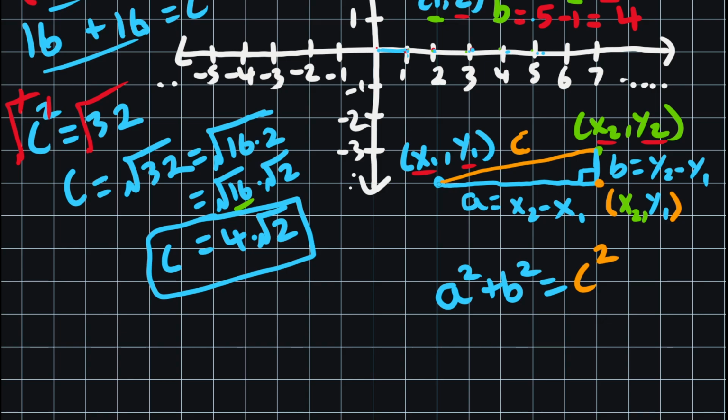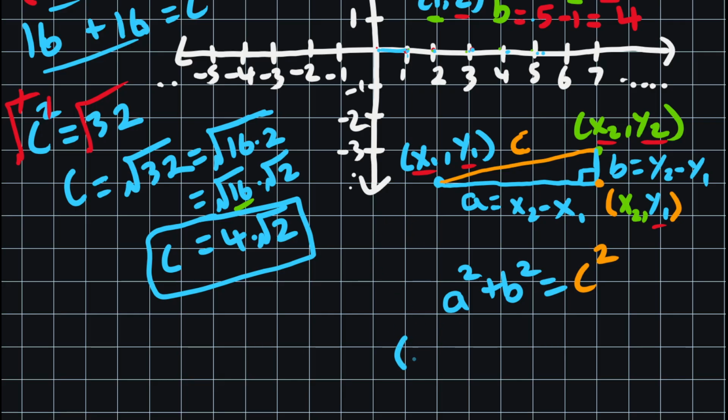So what's the distance between the blue point and the orange point? The distance between the blue point and the orange point is x2 minus x1, which is a. So a is x2 minus x1. And similarly, what's the distance between the orange point and the green point? Well, they have the same x-coordinates, they have different y-coordinates. So the distance is y2 minus y1, which is our b. So we found a and b, so we can go ahead and plug it in the Pythagorean theorem right here.